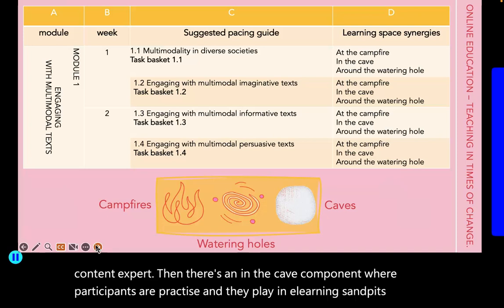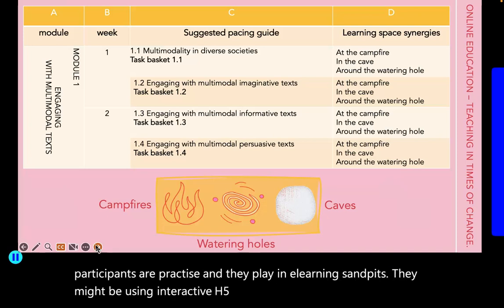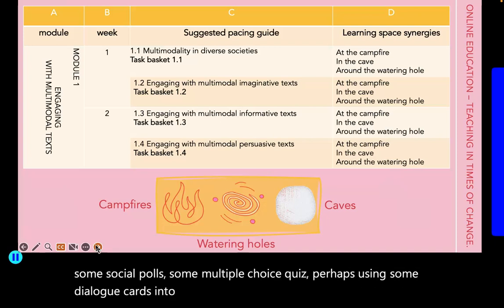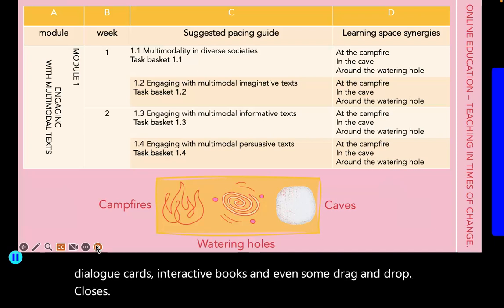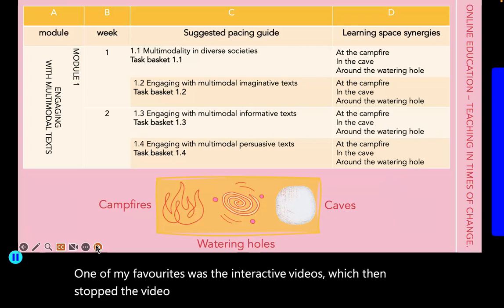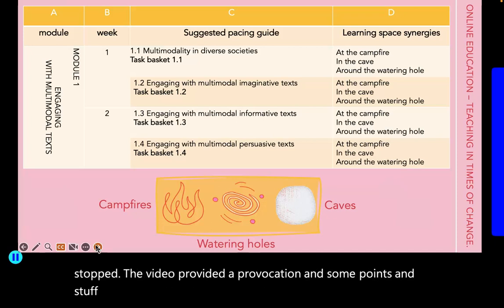They might be using interactive H5P tools, such as, but not limited to, some social polls, a multiple choice quiz, perhaps using some dialogue cards, interactive books, and even some drag and drop closes. One of my favourites was the interactive videos, which then stopped the video, provided a provocation and some points, and students or participants could write notes from that.